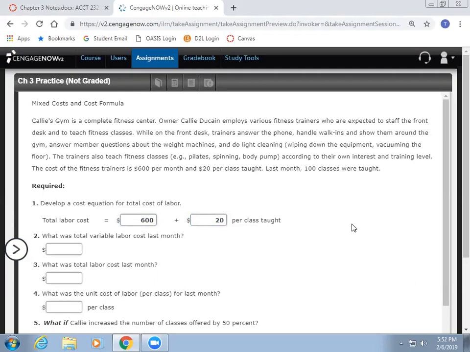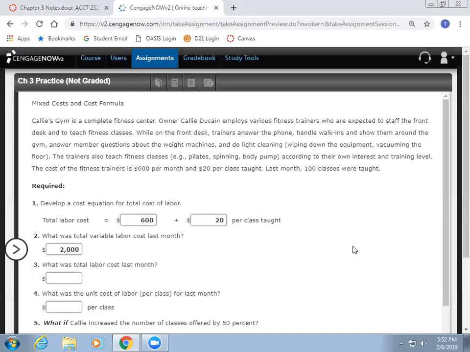Number 2 says, what was the total variable labor cost for last month? So what is my total variable labor cost for last month? $2,000. Very good. So we taught 100 classes at $20 a class. Okay. So my total variable labor cost last month was $2,000.